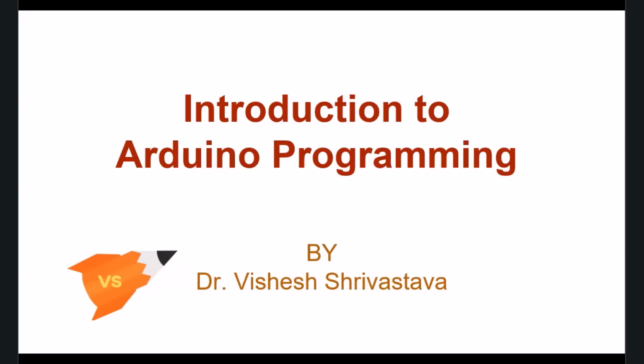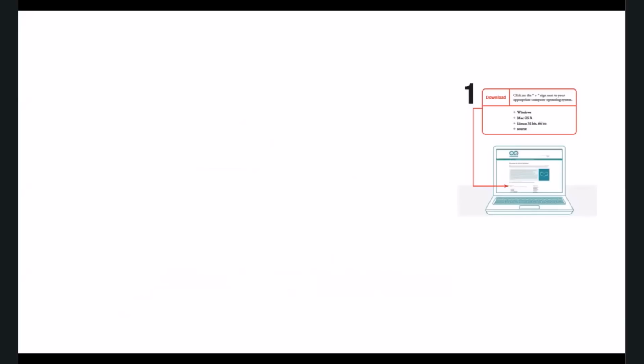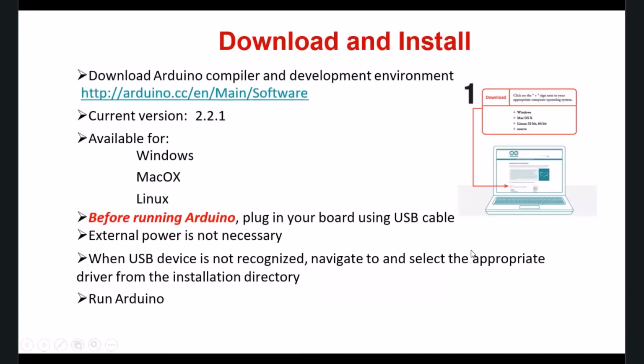Here we are going to discuss the software part. Hardware we already covered in the previous session. Now in today's session, we are going to cover the software part. The first thing: how to download and install the Arduino. To do this, we need to follow some steps.